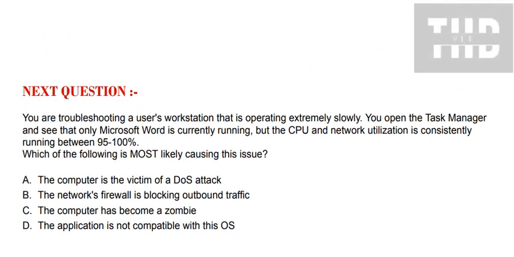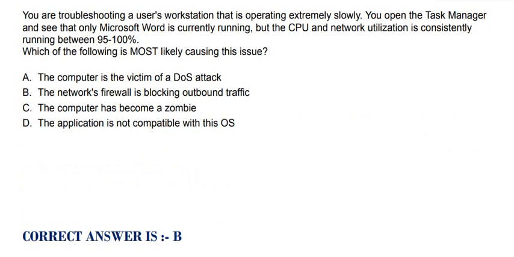Next question is, you are troubleshooting a user's workstation that is operating extremely slowly. You open Task Manager and see that only Microsoft Word is currently running, but the CPU and network utilization is consistently running between 95 and 100 percent. Which of the following is most likely causing this issue? The options are option A, the network is the victim of a DoS attack. Option B, the network's firewall is blocking outbound traffic. Option C, the computer has become a zombie. And option D, the application is not compatible with this OS. The correct option is option B.